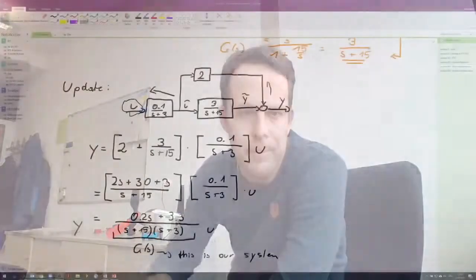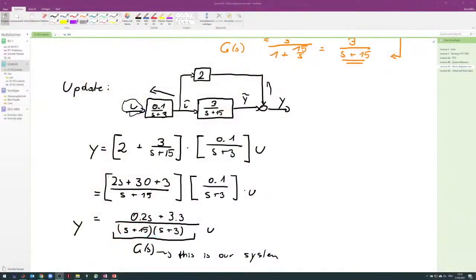As a summary, always first try to look for feedback loops. And then simply resolve Y to U, right? So you start from the back and you go to the front. Okay, so much for that.